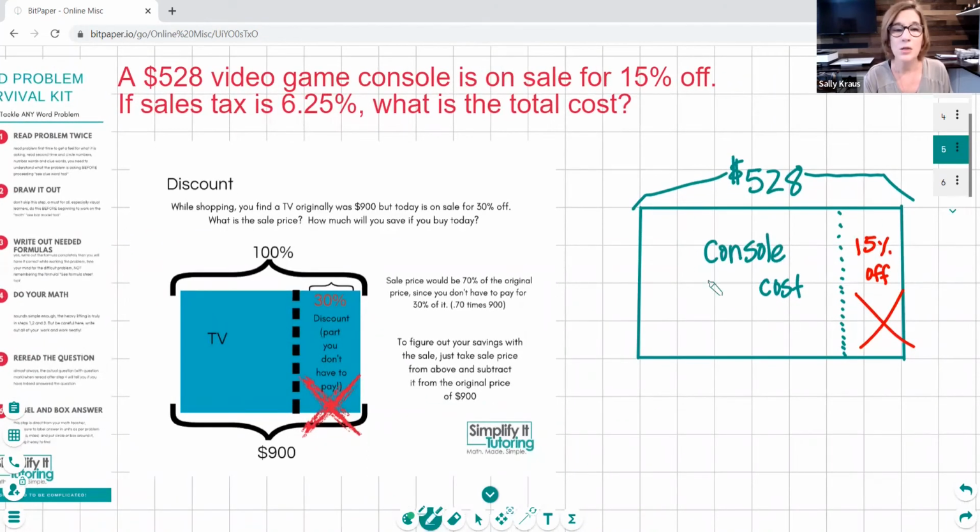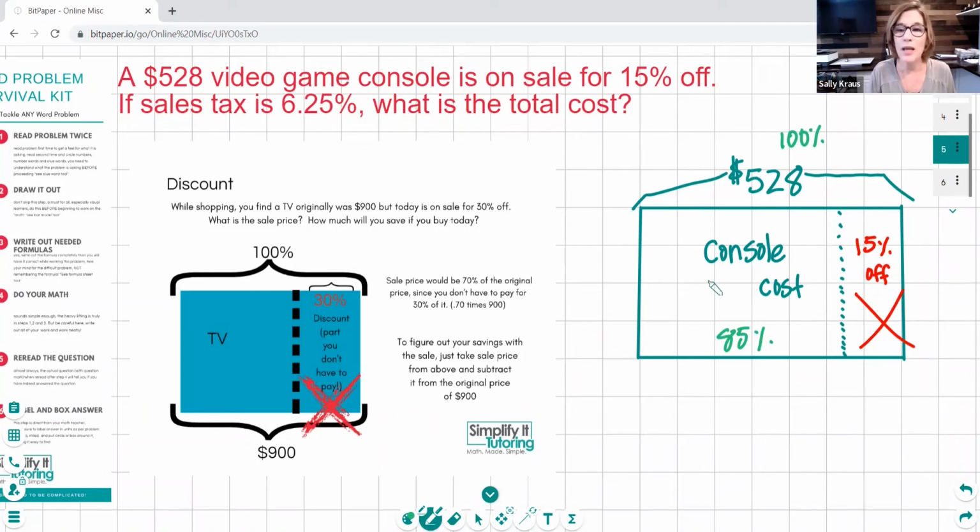You put a box and you put your total cost, because when it's not on sale, you have to pay 100% of whatever the cost is. But ours is on sale for 15% off. So it's 15% that we don't have to pay. So remember, this $528 is 100% of the total. But we don't have to pay that. We're getting 15% off that we don't have to pay. What does that leave for you to pay? 85%, right? 100 minus 15%. You can see that whenever we put it in a box.